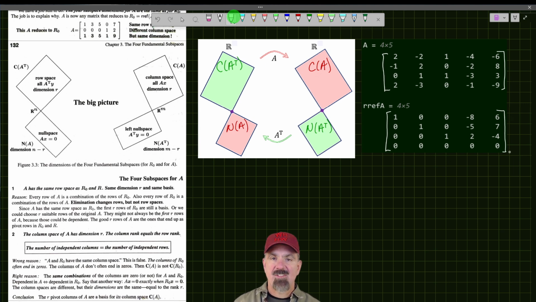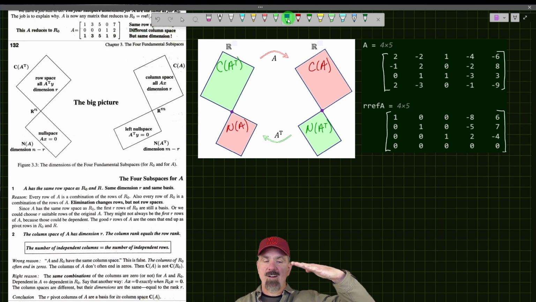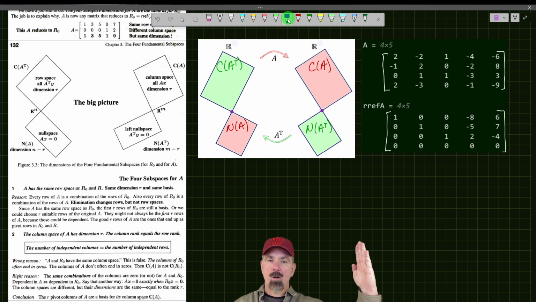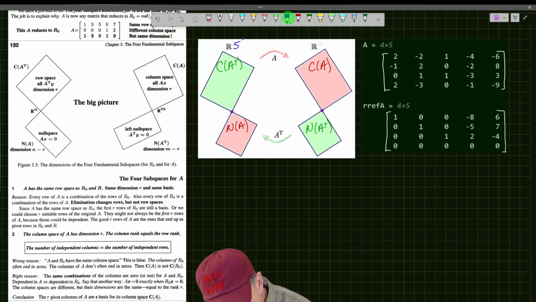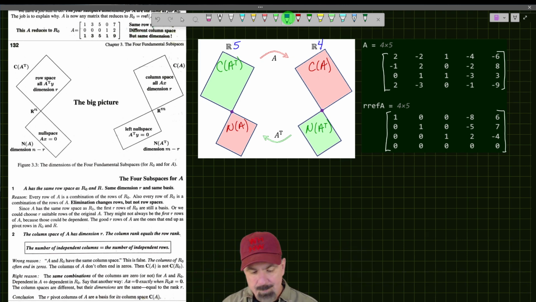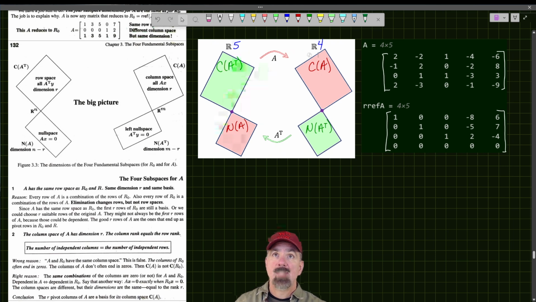And so the matrix is 5 by 4. So let's do dimensions first. Always we want to start with the dimensions. We are mapping vectors from R5 into R4. What that means is that the dimensions of these two spaces has to sum to 5. And the dimensions of these two spaces has to sum to 4.